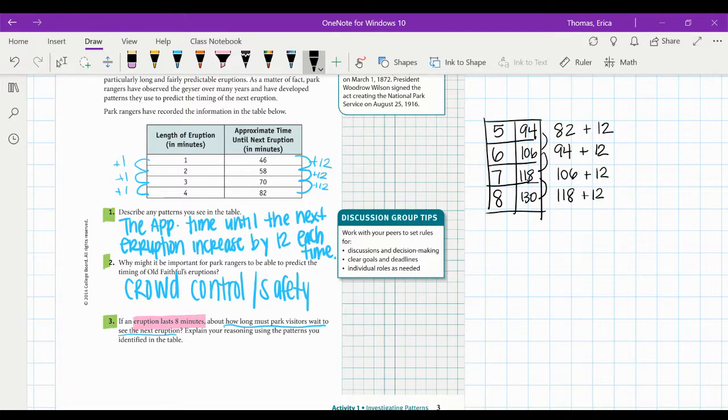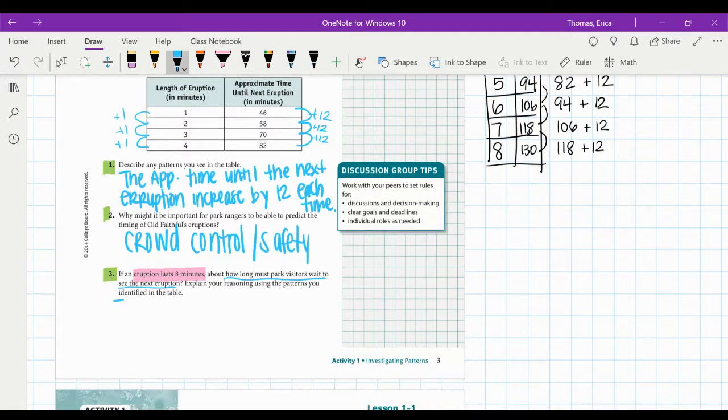So how long must the park visitors wait to see the next eruption? The answer to our question, they must wait 130 minutes.